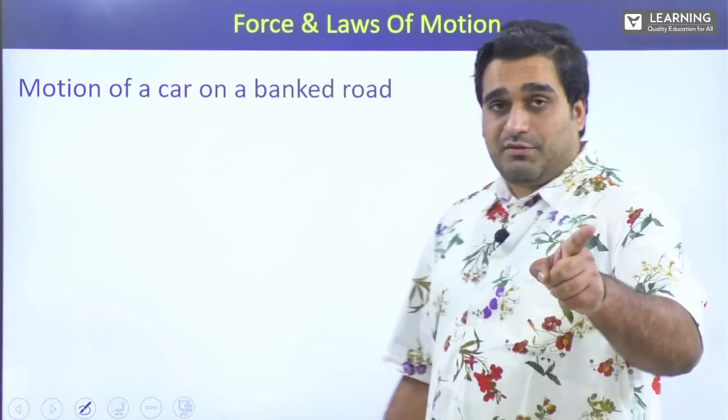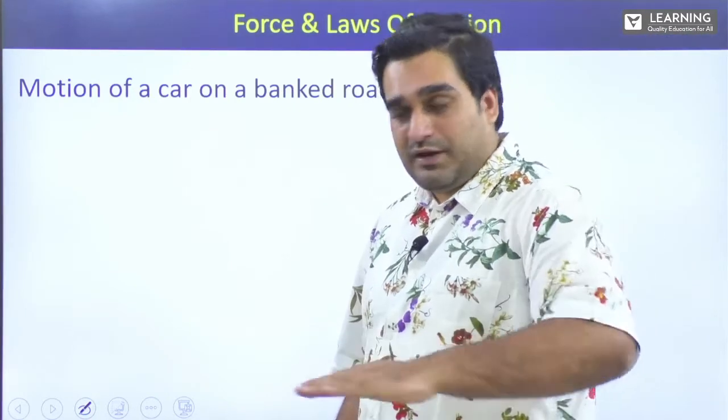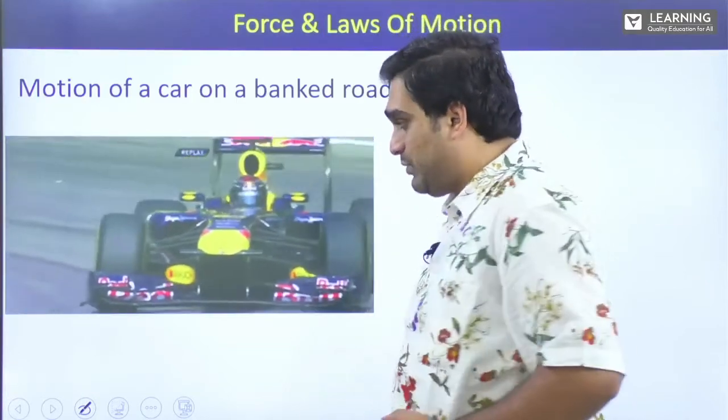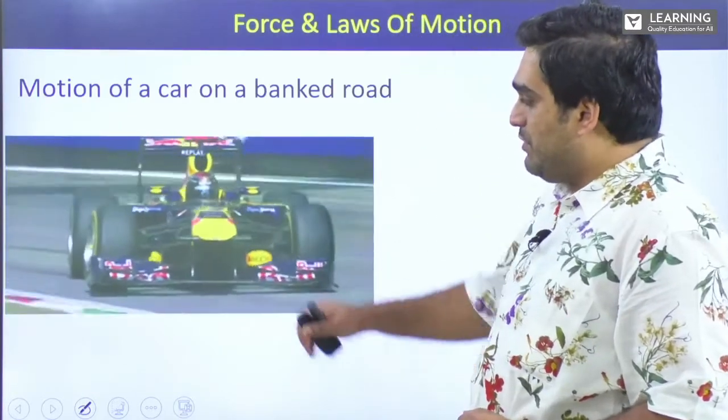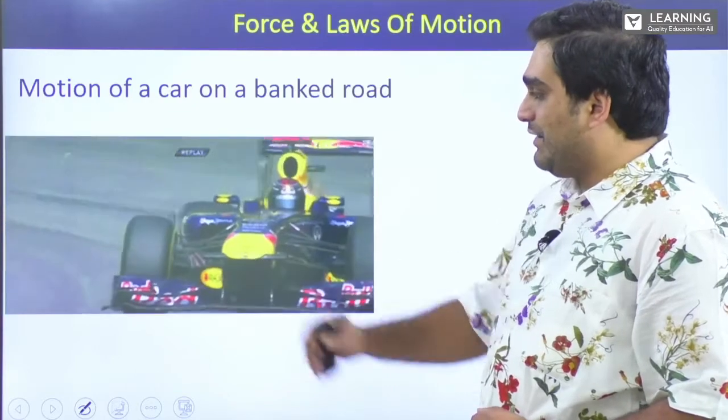So that is one type of road, which is a level road like this that we observed. For a level road, the maximum velocity a car can drift.